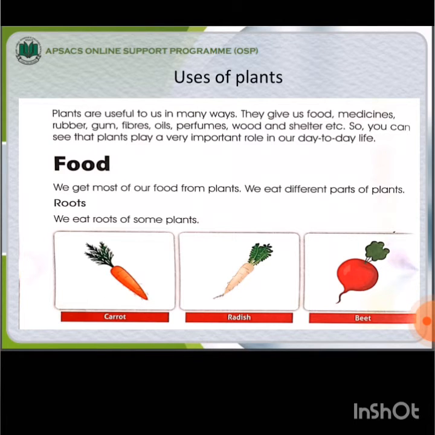Now, uses of plants. Plants are useful to us in many ways. They give us food, medicines, rubber gum, fibers, oils, perfumes, wood and shelter, etc. So you can see that plants play a very important role in our day-to-day life. First use of plants is food. We get most of our food from plants. We eat different parts of plants. For example, we eat roots of some plants: carrot, radish and beet.